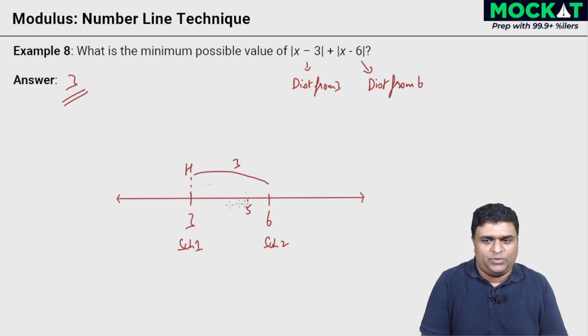So anywhere between 3 and 6, that pretty much satisfies the condition. The value of this, the sum of these two modulus, gets minimized. Spend some time, rewind and watch this again if required. Or let's take up another example.